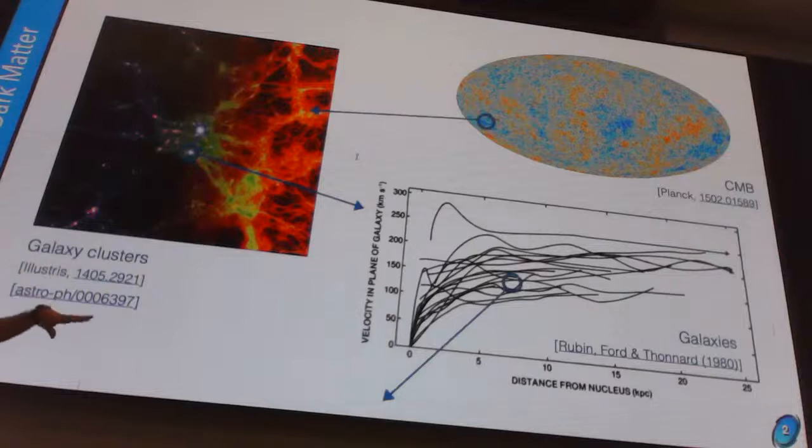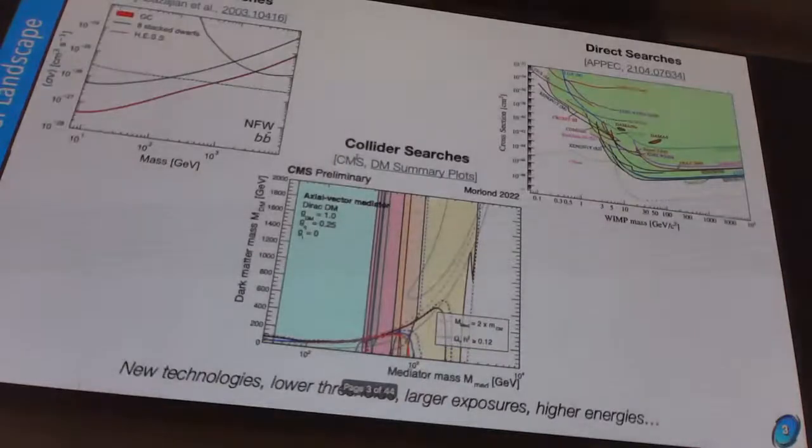And of course, you can keep zooming in. You can look at individual galaxies and galaxy rotation curves, and we know in our own galaxy there is missing matter, which is helping to keep the galaxy rotationally supported. And so you keep zooming in and you think about the landscape of dark matter searches that we're trying to do on Earth or near Earth. And these usually have fallen into three broad categories, at least for the classical WIMP scenario.